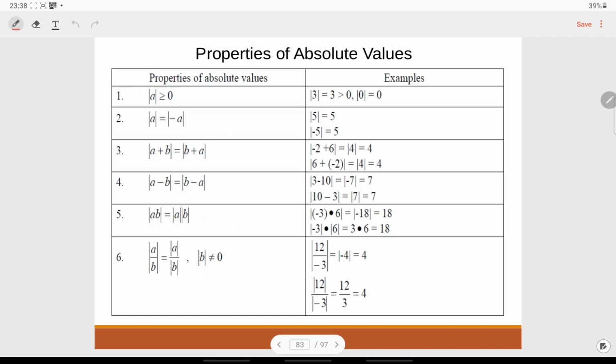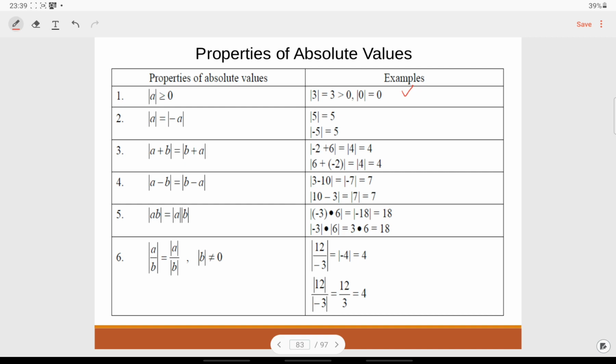Okay, so we have the following properties for absolute values. The absolute value of a is always greater than or equal to 0. You can consider the example as well. The absolute value of a equals the absolute value of negative a, as I showed in the previous example. The absolute value of a plus b is equal to the absolute value of b plus a. That means the absolute value is commutative. We can change the position of a and b, and we still get the same value.